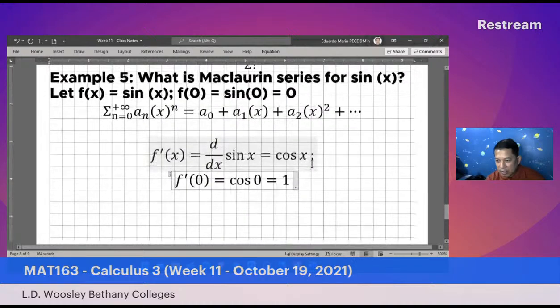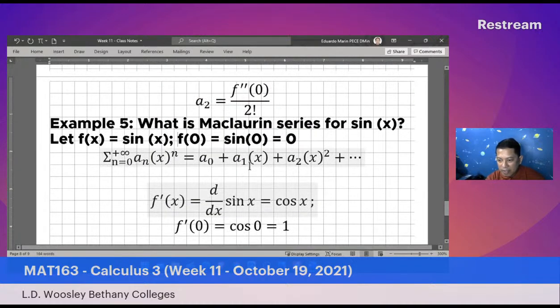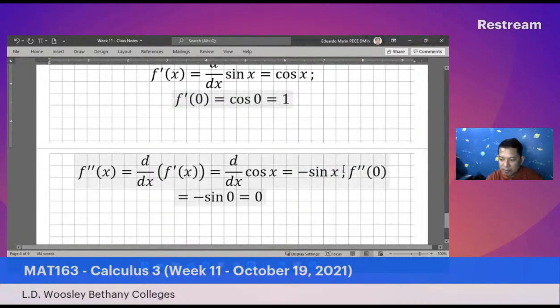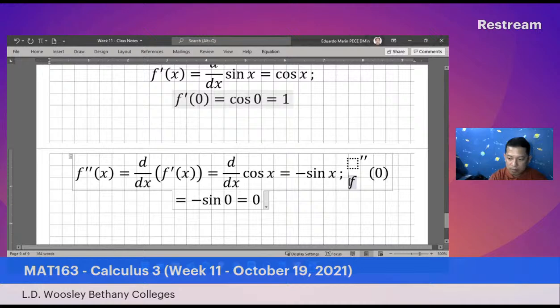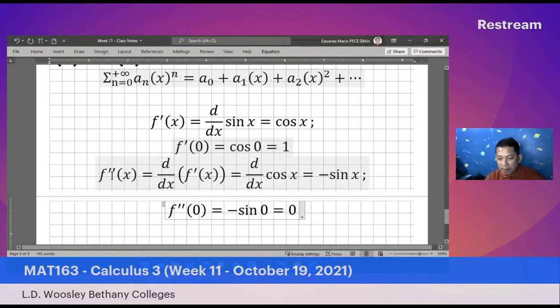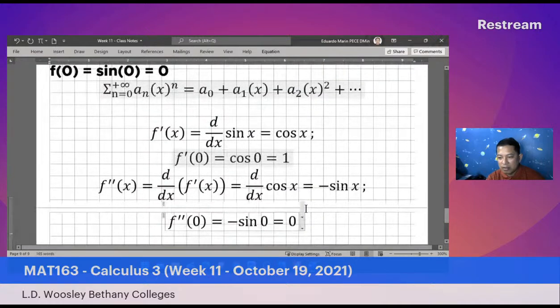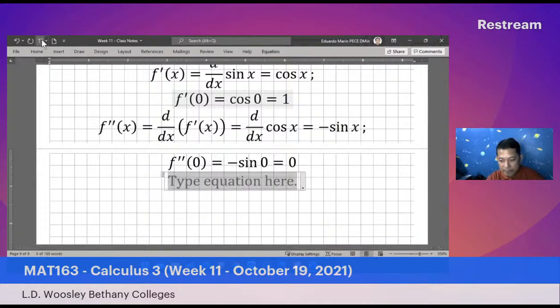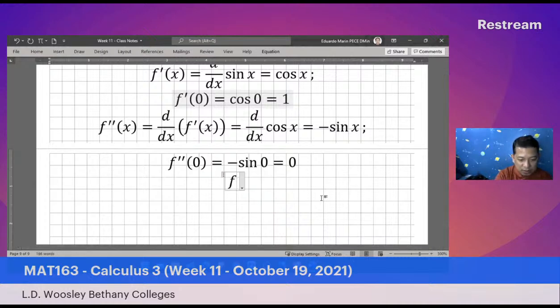Okay, so what we computed earlier for f of x equals sin x: f of 0 is 0. Then f prime of x is cosine of x, so f prime of 0 is equal to 1 because cosine 0 is equal to 1. Next, f double prime of x is equal to negative sine of x. Therefore, at x equal to 0, negative sine 0 is equal to 0 as well. So we're getting a pattern here, guys. Then next, siguro hanggang tatlo lang.